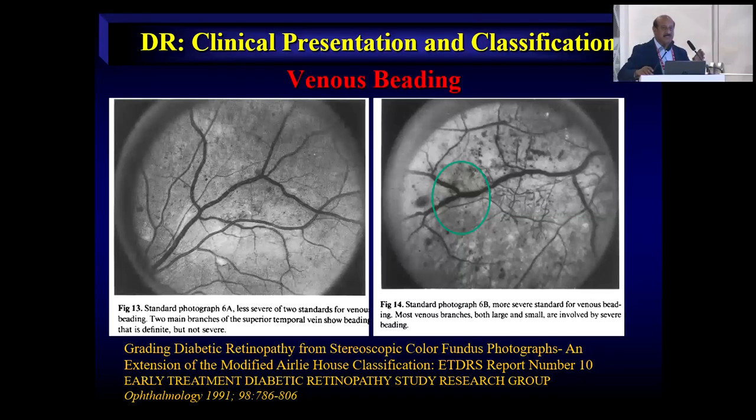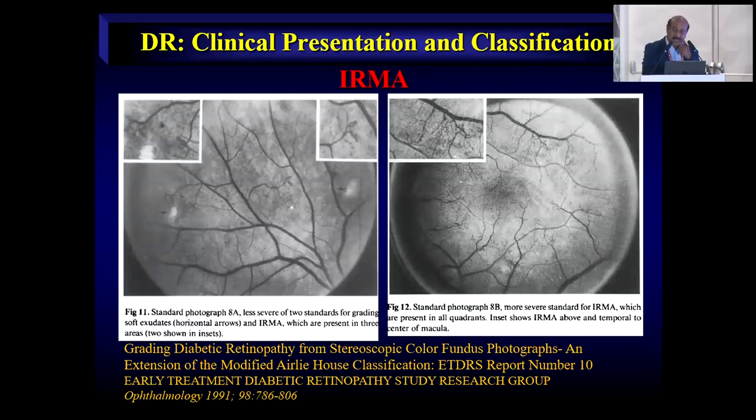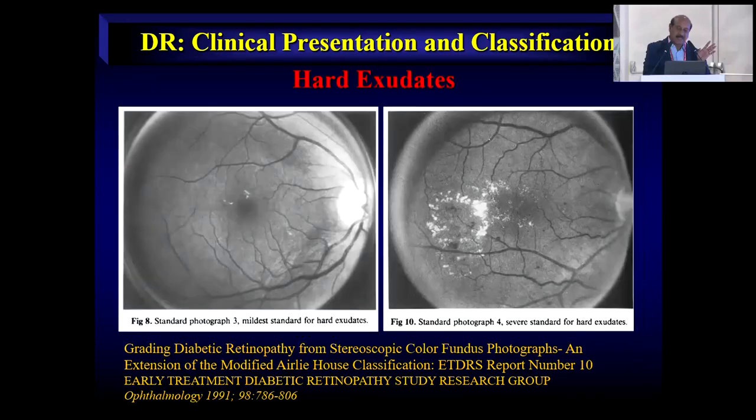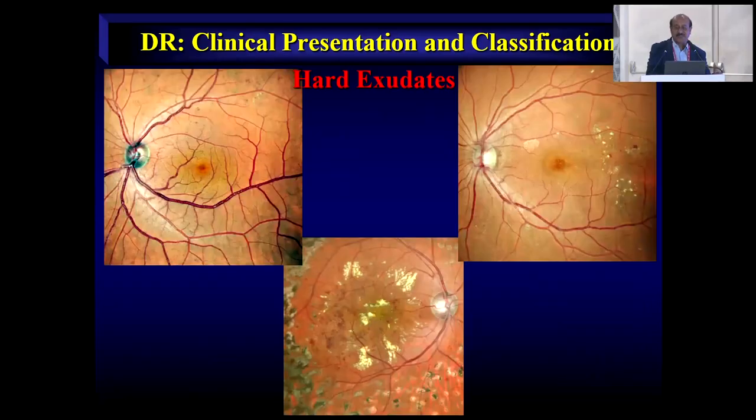The second, Vaishali suggested, is to concentrate on venous bleeding. This is again a very important observation. If in 2 quadrants, it is very significant. IRMA is also important. Even if 1 quadrant, it is a significant factor. And hard exudates, this is mainly for the diabetic macular edema, whether it is clinically significant, center involving, non-center involving.